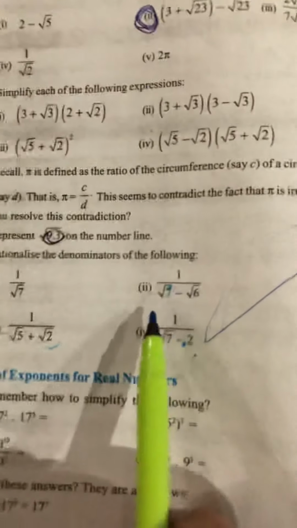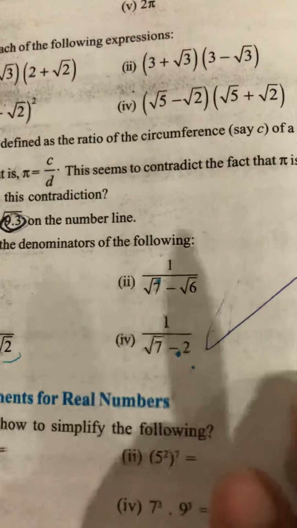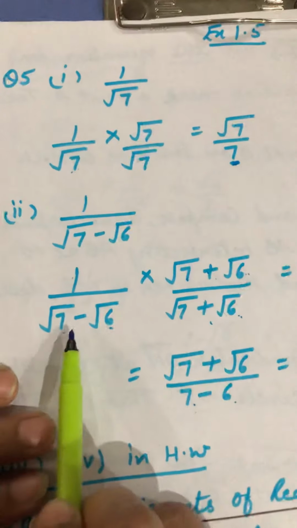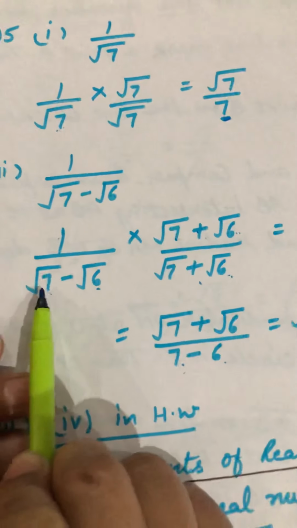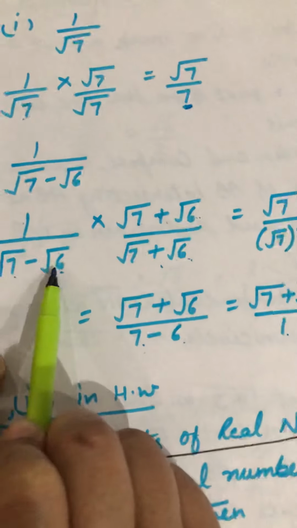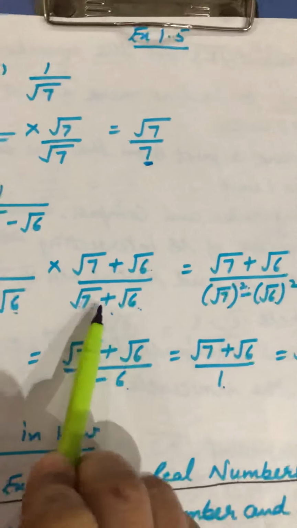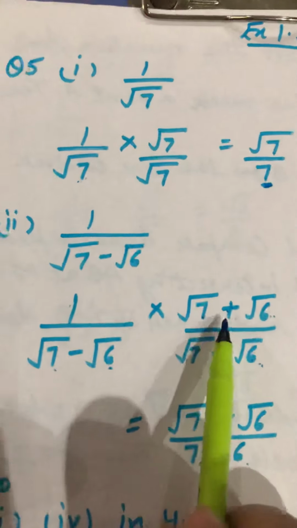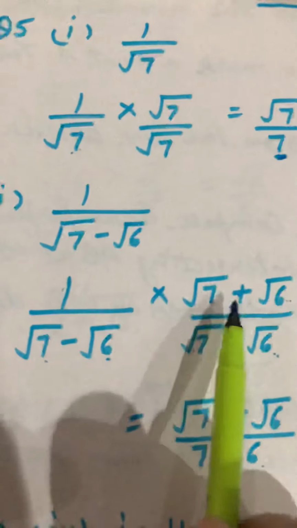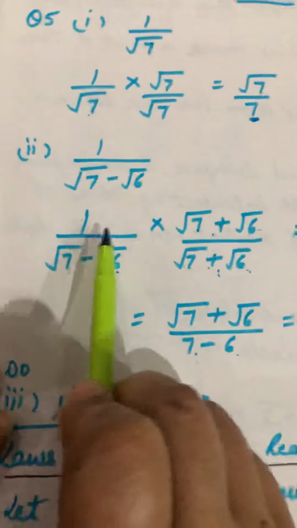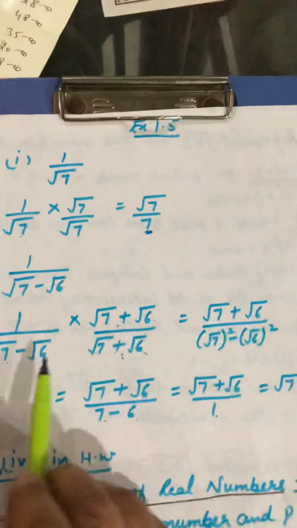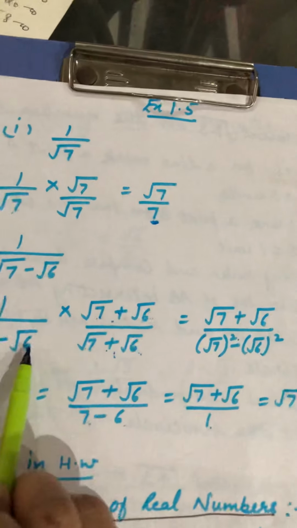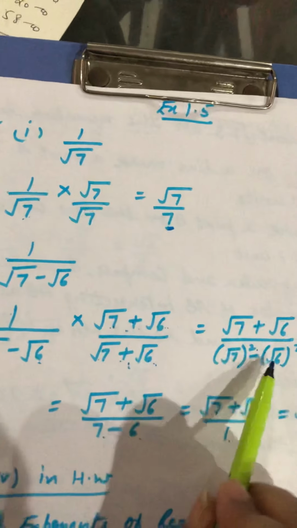Second part is 1 by root 7 minus root 6. Now you can see the denominator has two terms and in between we have a minus sign. So the rationalizing factor will be the same terms, root 7 and root 6, but with plus sign. So we multiply by root 7 plus root 6 and divide by root 7 plus root 6. Root 7 plus root 6 into 1 makes root 7 plus root 6, and this is a minus b and this is a plus b. So we know a minus b times a plus b is a square minus b square.